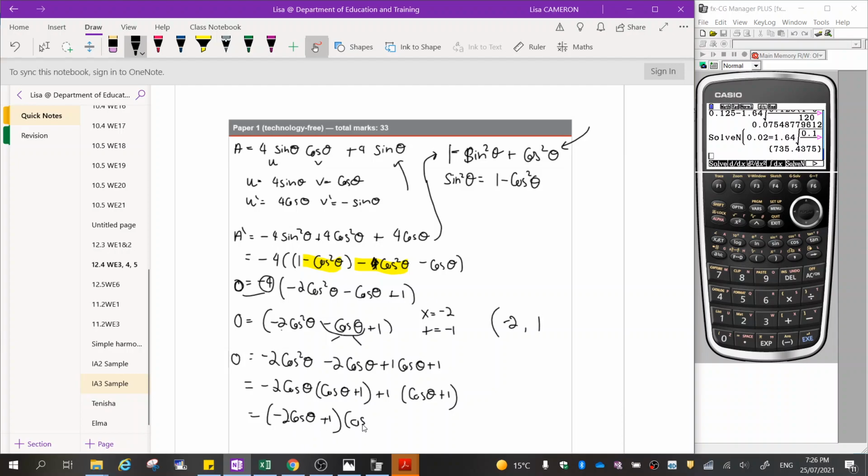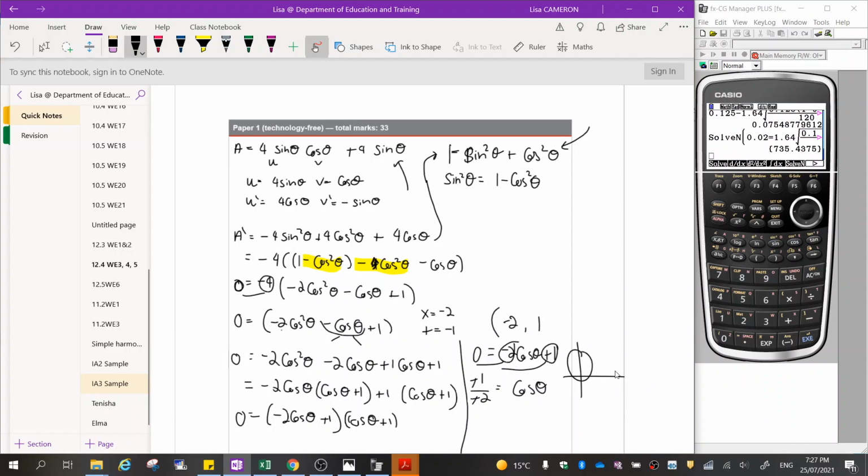Okay, and cos theta plus 1. From here, null factor rule. So let each bracket equal 0 and rearrange to solve. Plus 1. Take the 1 over first, it'll become negative 1. Then I'm going to divide it by the negative 2, and I'll be left with cos theta. So now I want the value for cos where it's equal to positive 1/2.